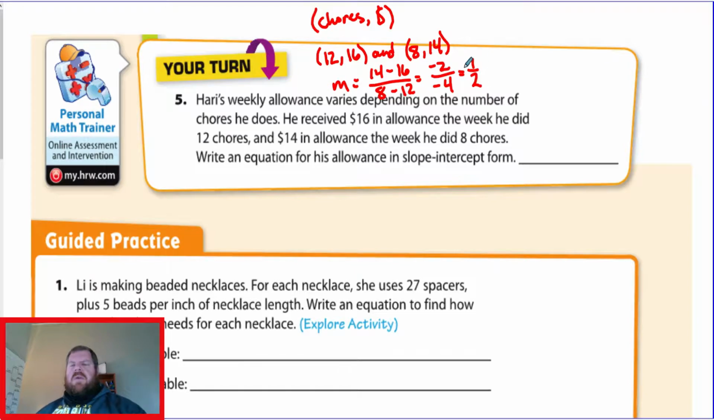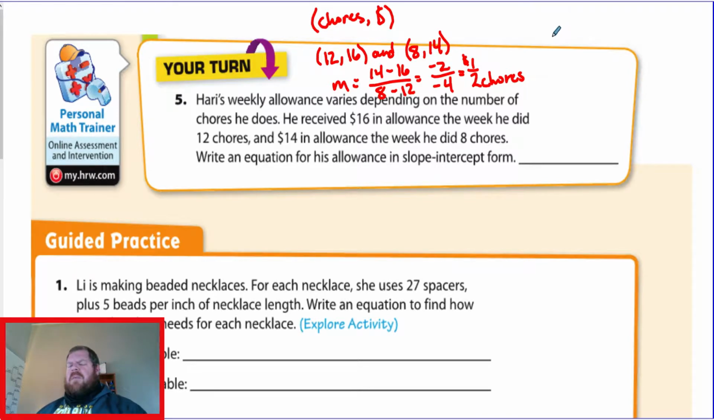So I've got a slope of 1/2, which basically means he gets 50 cents for every chore. Okay? Or if you were to think of it this way, so we think of the numerator on the slope as y, so that's $1 for every 2 chores. Maybe that's an easier way to think of it. $1 for every 2 chores. Okay?